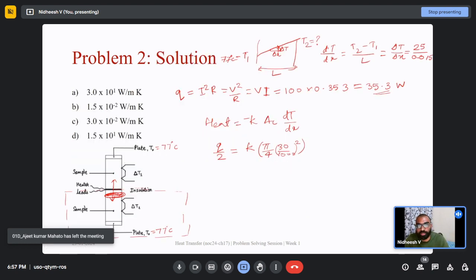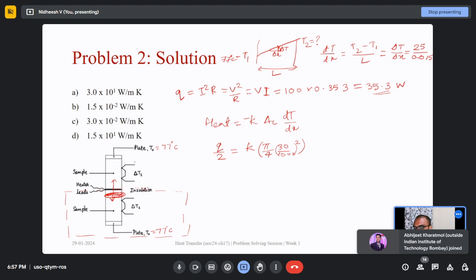Look at this diagram and look at what this thermocouple junction is giving us. It is giving us the temperature difference between two positions. The distance between these positions is delta x, given as 0.015 meter or 15 mm, and the temperature difference between those two points is delta T, given as 25 degrees Celsius. Is that clear?